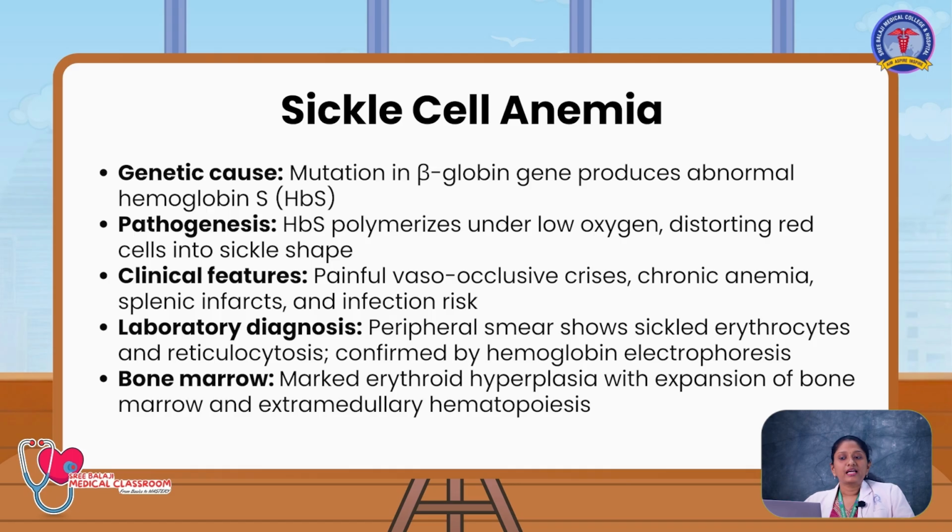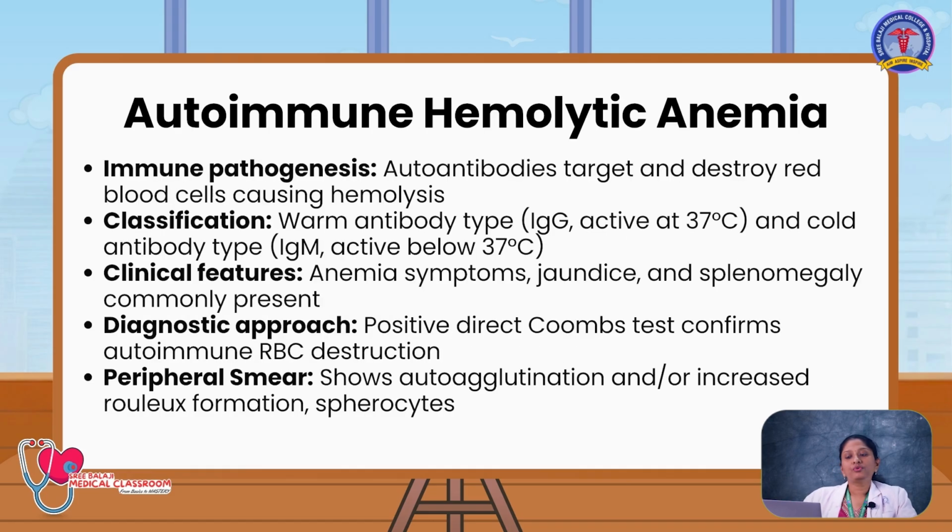And the laboratory diagnosis can be confirmed by hemoglobin electrophoresis, which can confirm the presence of hemoglobin S. Bone marrow shows marked erythroid hyperplasia with expansion of the bone marrow and extramedullary hematopoiesis. So next we move on to autoimmune hemolytic anemia.